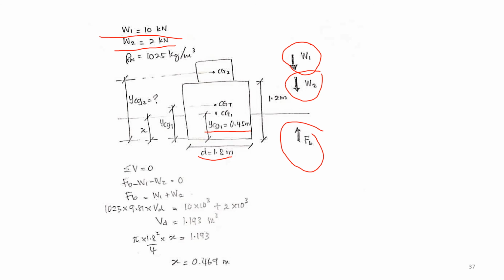Then second step, you need to make the assumption that the vertical force is equal to 0. Then we come out with another equation: FB minus weight 1, because it is in a different direction, so minus, and also minus weight 2 equals 0. And we can write the equation as FB equals weight 1 plus weight 2. For this one, we have one unknown, which is VD, because we don't know the x. We can take the weight, 10 kN, change to Newton times 1000, and then we can find the VD. VD is the VD for the cylinder. So for the cylinder, the volume is pi d squared over 4 times the height. The height here is x. Then we can determine the x, which is 0.469 meter.